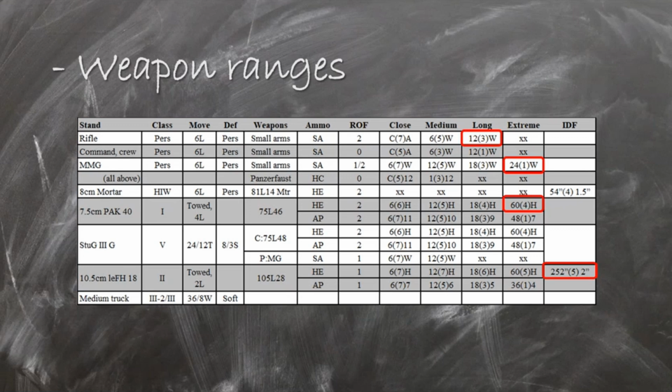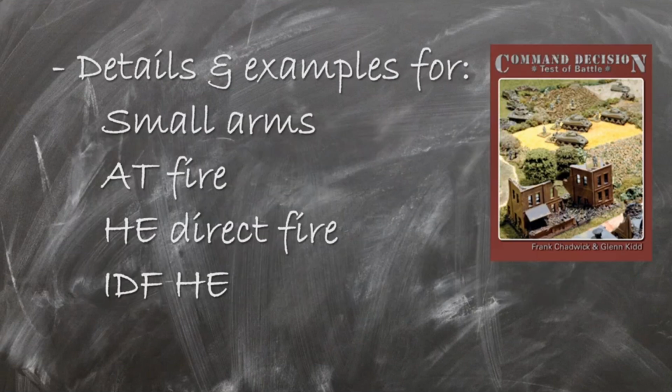And normally you're not going to see them on the table. They're going to be providing off-board artillery support. So again, that's one thing I like about Command Decision Tested Battle, is that the ranges are authentic. They actually let you play a game where the ranges actually matter on all of the different units. Okay, so that gives you the basics of fire. Now what I'll do is have 4 videos that go over details and examples for small arms fire, AT fire, HE direct fire, and indirect fire HE.